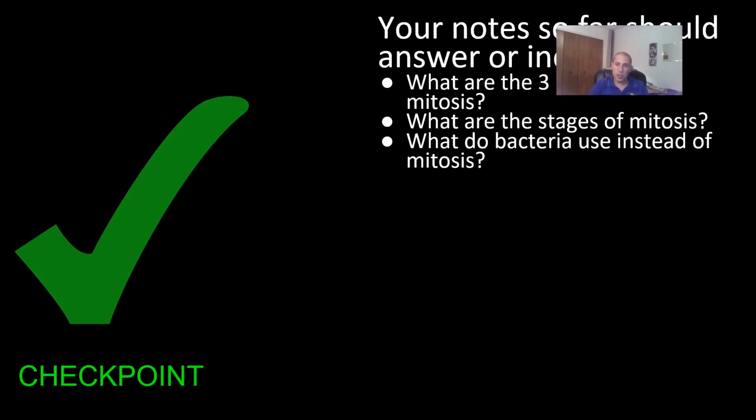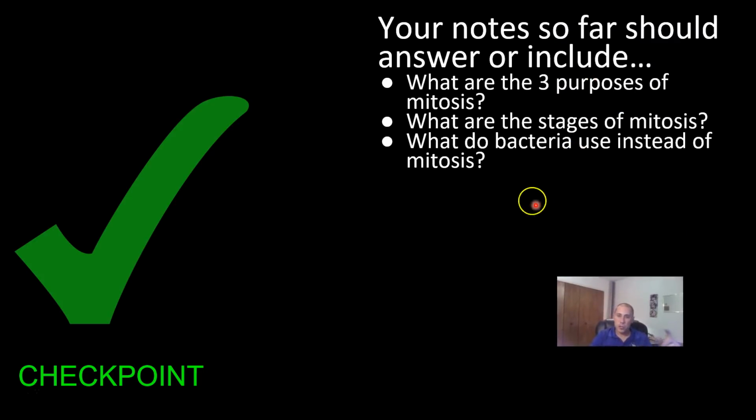So go ahead, check your notes. So far, you should have what are the three purposes of mitosis, what are the stages of mitosis, and what do bacteria use instead of mitosis. As far as what are the stages go, that's good to know, but it's not going to be something where you have to identify. Just make sure that you know we're organizing that DNA into chromosomes so it can be pulled apart to different sides.